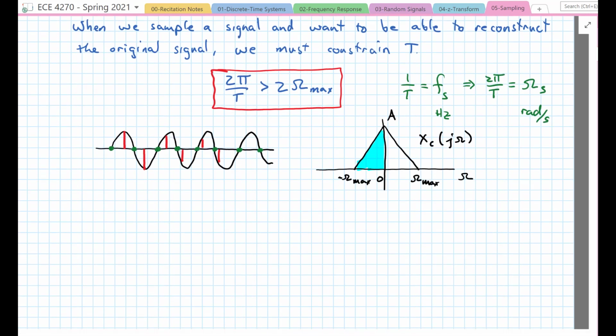So next time we're going to go back and talk about how we might actually do this ideal reconstruction, and then bring this all together, I hope, in a better picture of what's going on with sampling and reconstruction.